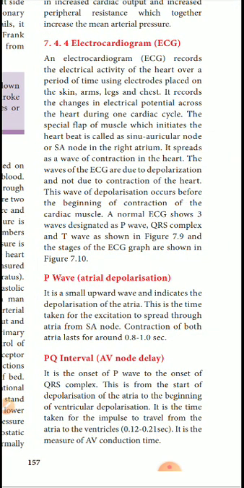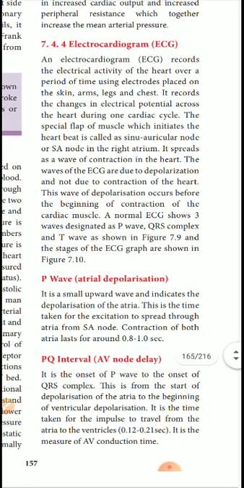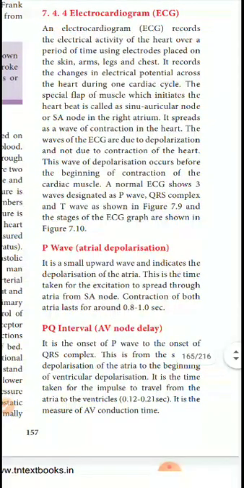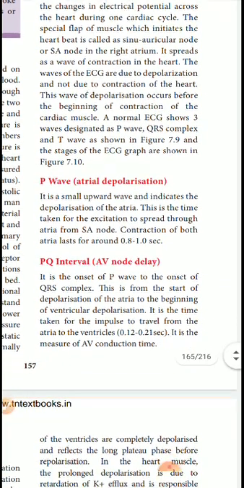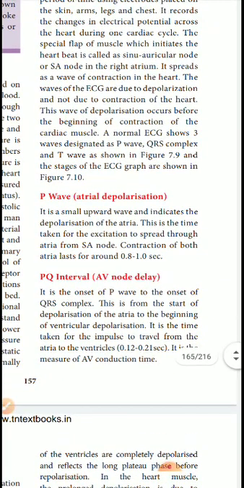The special flap of muscle which initiates the heartbeat is called the sino-auricular node. What is that? Sino-auricular node. Otherwise we call it the SA node. Where is it present? Right atrium. It spreads as a wave of contraction. Okay, a wave in the heart. You see that at the beach we can see waves, no? Like that, waves happen.